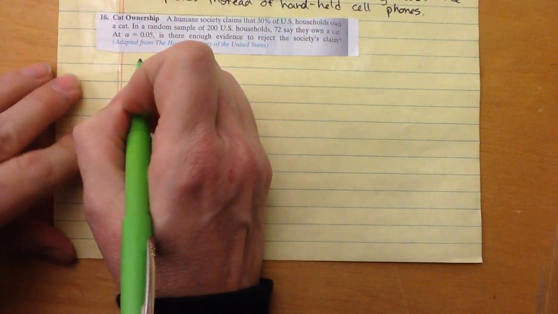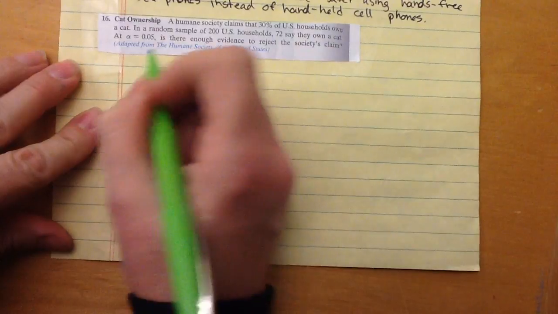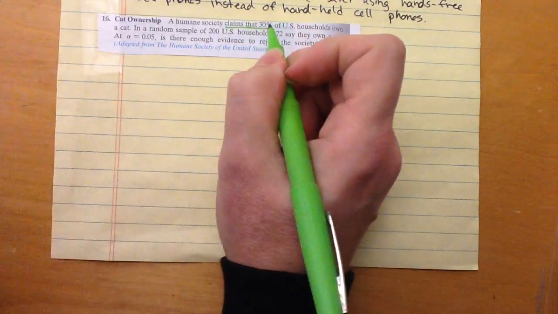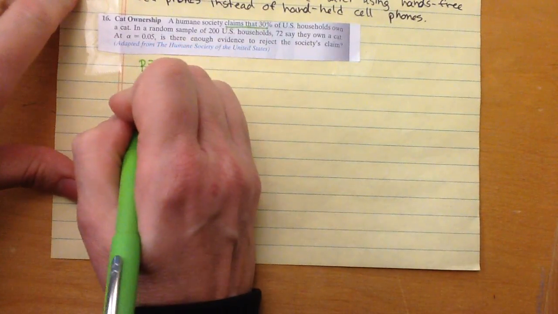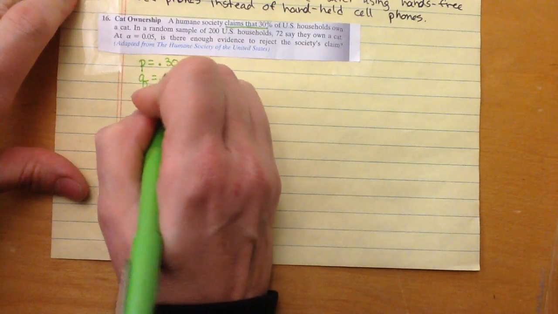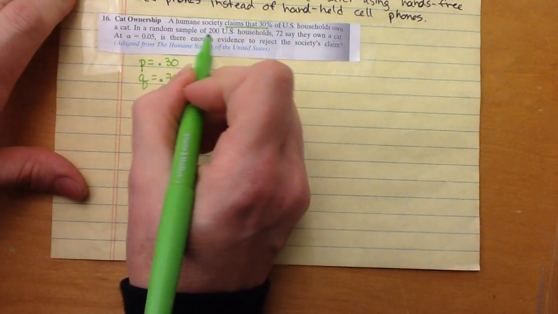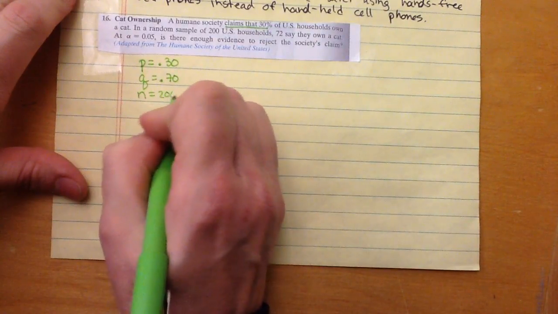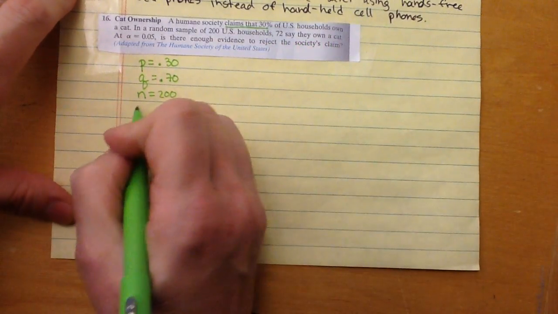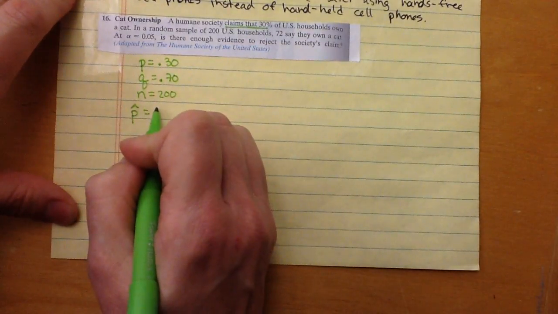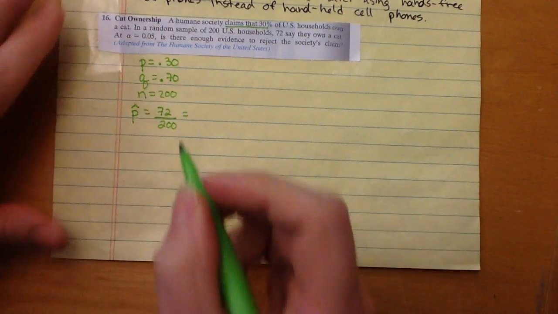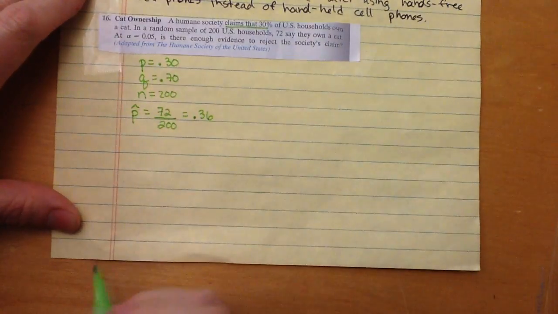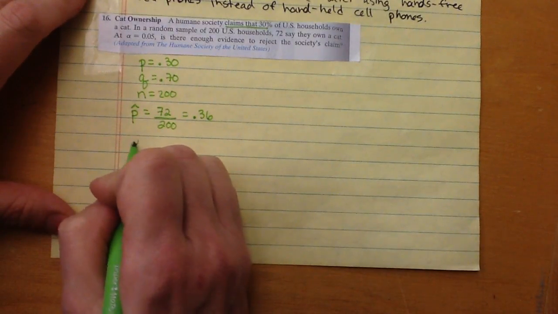So we need to go through all these steps again. First, I'm just going to start by writing down all my numbers, what I've got. Claims 30% own a cat, that's P. P equals 0.30, which means that Q is 1 minus 0.30, so 0.70. Random sample of 200 households, so N is 200. 72 say they own a cat. So that's not giving us P hat, but it's telling us that P hat would be 72 out of 200, and then we can divide that to get that P hat is 0.36. And they have given us that alpha is 0.05.